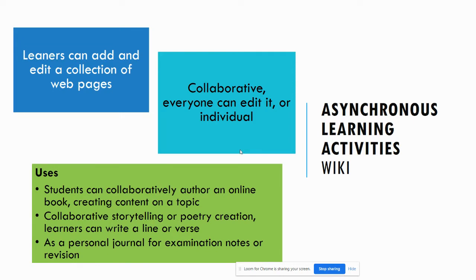So the faculty member can actually ask the students in groups to come up with a wiki for a given topic, and students can collaboratively author the article or an online book, or they can create an online content on a topic using wiki. It can also be used for collaborative storytelling or poetry creation, or learners can write a line or verse also to complete a story. It can also be used by the students as a personal journal for examination notes or revision.